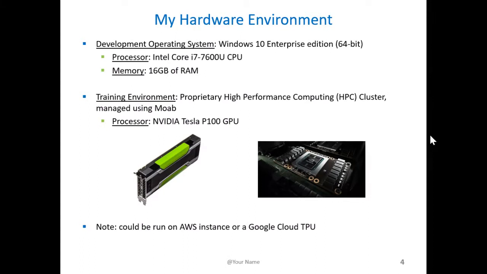So in terms of my hardware environment, I use my personal computer, Windows 10, with a Core i7 to do development. And then I use a proprietary cluster to actually do the training. The processor is an NVIDIA Tesla P100 GPU. I would recommend using a GPU for this. This could be done on AWS or a cloud GPU instance.